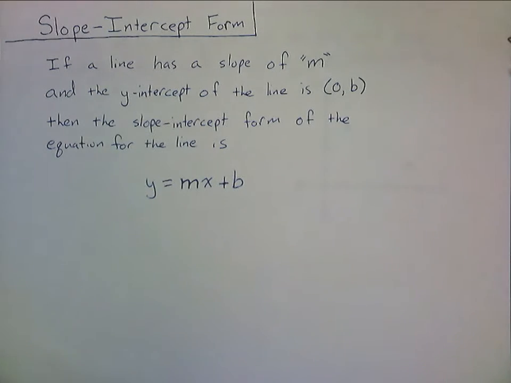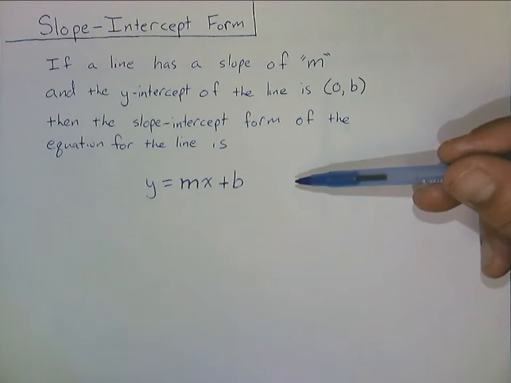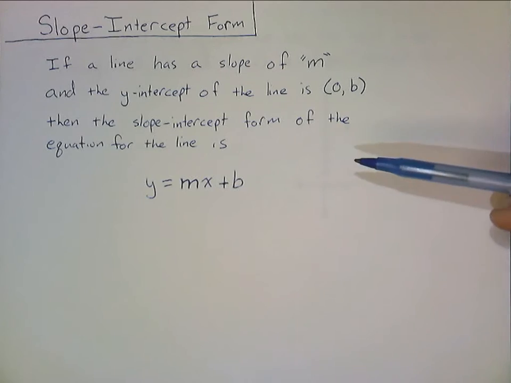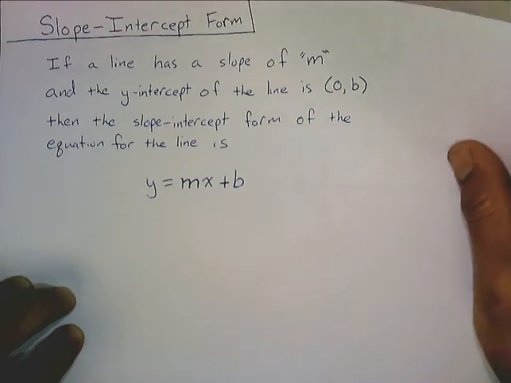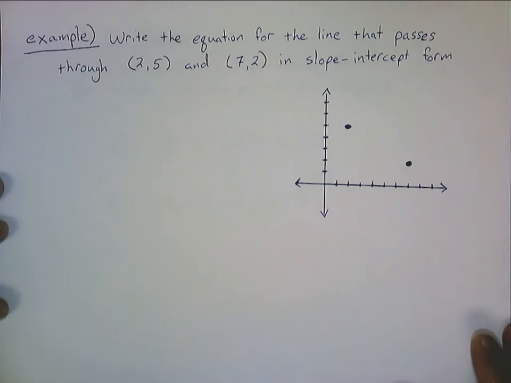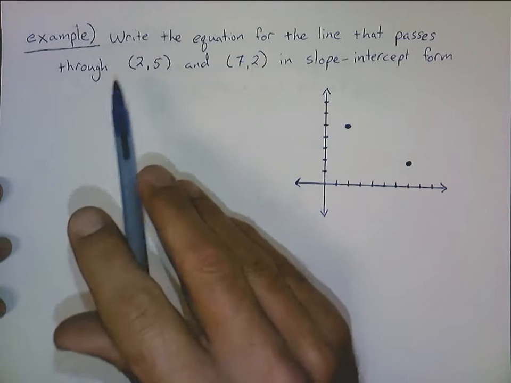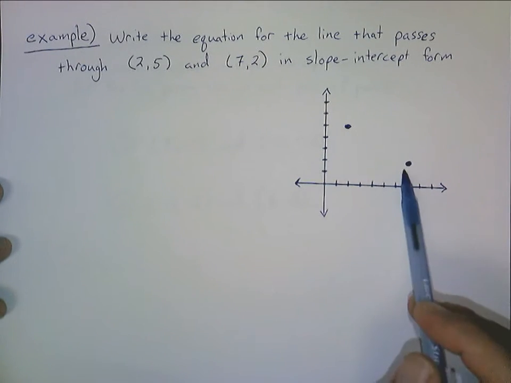This should be pretty much a review for you. We covered this a bunch when we did the big graphs activity, and you also covered this extensively in 7th grade last year. So we're just going to work through a little example for how to write the equation for a line in slope-intercept form. Suppose we're given 2 points, (2, 5) and (7, 2). I've got those graphed right here.